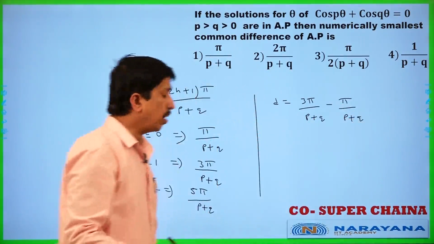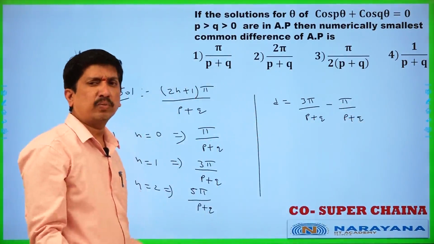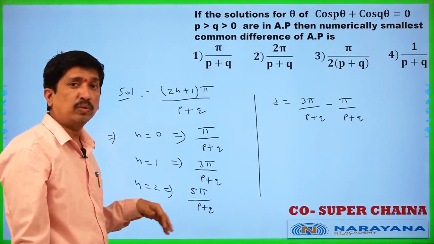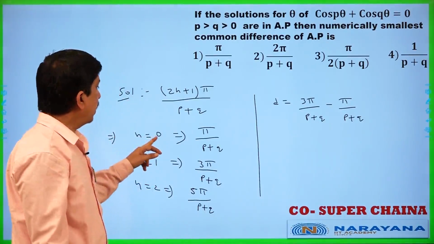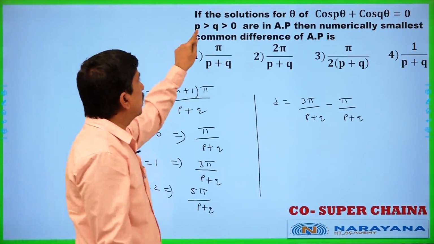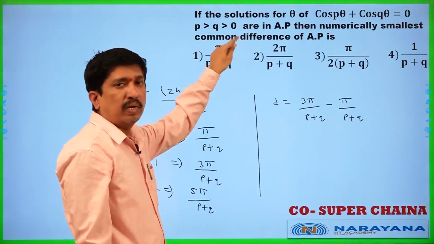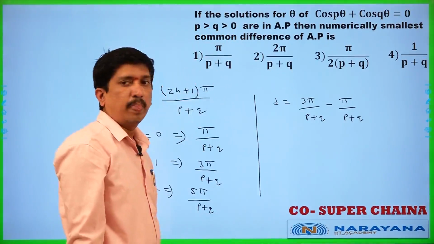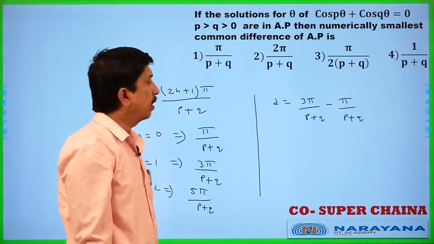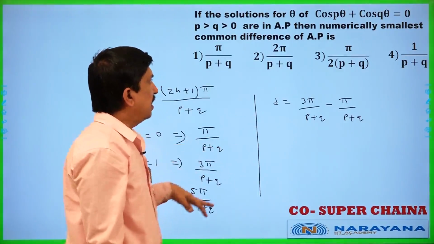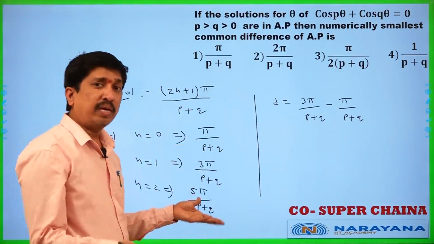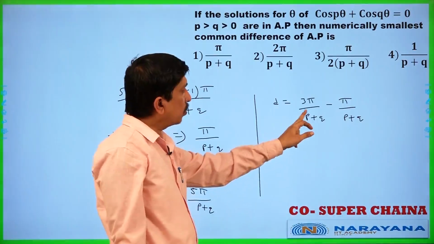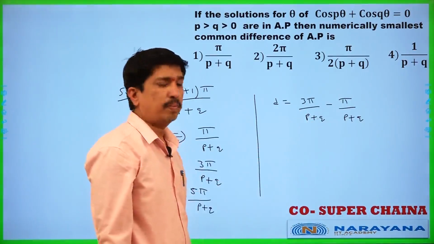You may have a doubt: why can't we substitute negatives? You can substitute negatives also, nothing will happen, because n belongs to Z as we wrote. But observe the condition that p is greater than q is greater than 0. You have to concentrate on that condition very well and observe it properly. So D equal to, since the condition n belongs to Z is there, we also have to verify according to the given conditions, p is greater than q is greater than 0: D equal to 3 pi by (p plus q) minus pi by (p plus q).